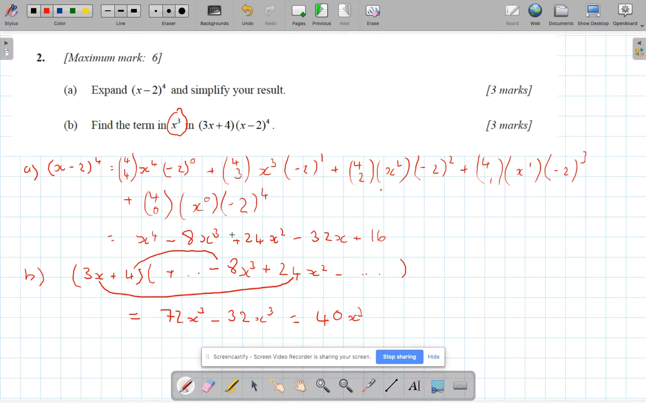So this is certainly a harder application of using this binomial expansion.